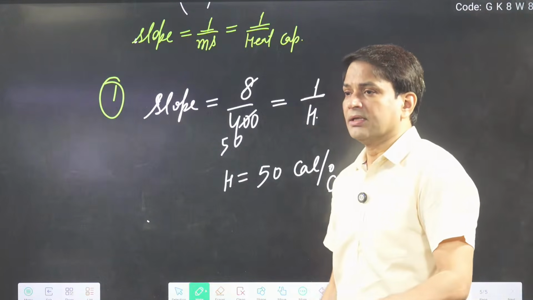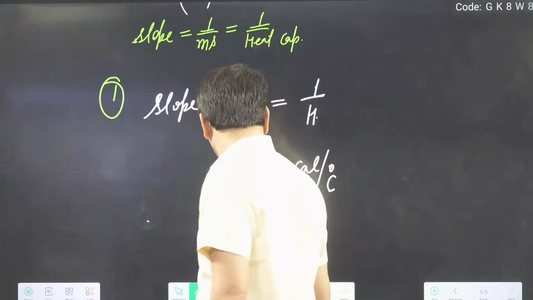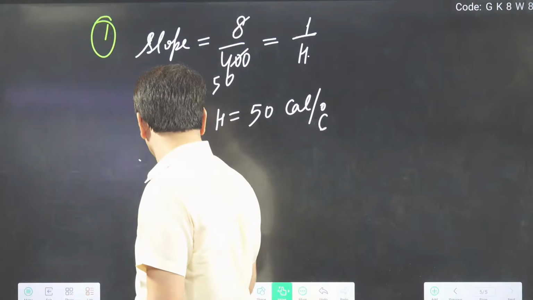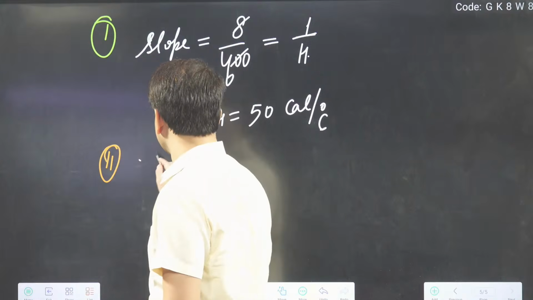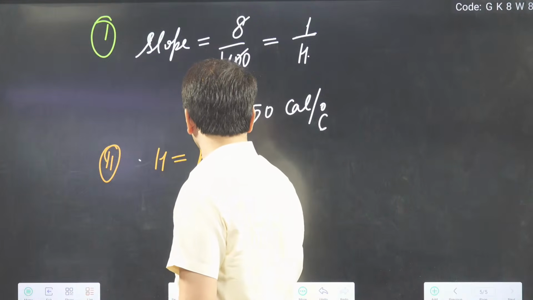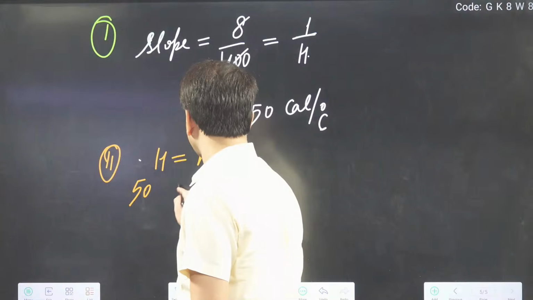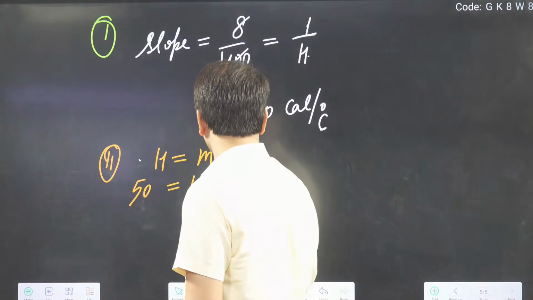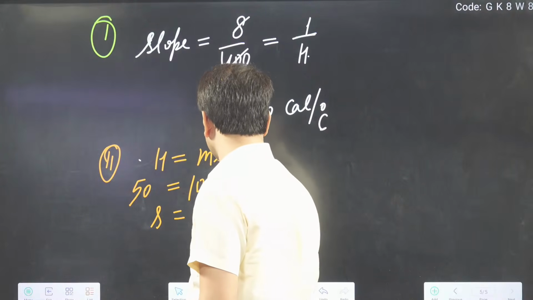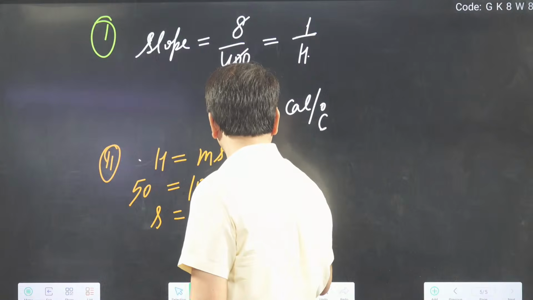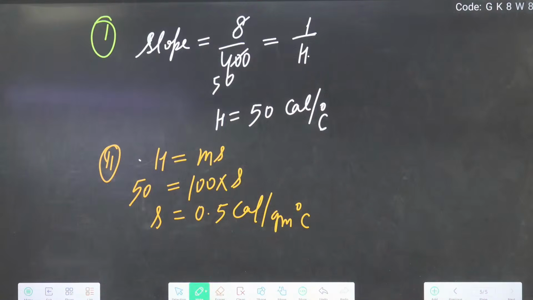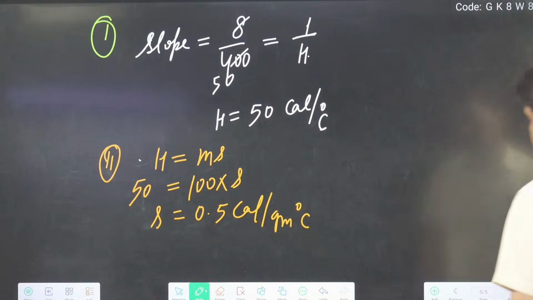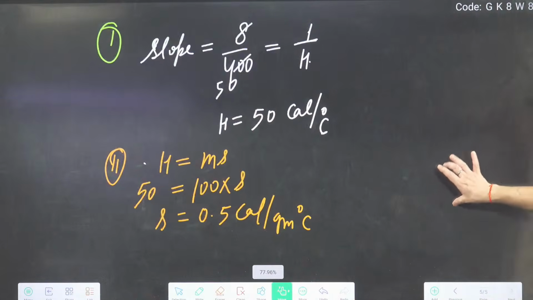Second, I am asking the specific heat. So specific heat I can find by H is equal to ms. H I got is 50, mass I gave is 100 gram, S I have to find. So S is 0.5, which unit? Calorie per gram degree C. So S we got is 0.5 calorie per gram degree C. Everybody got?